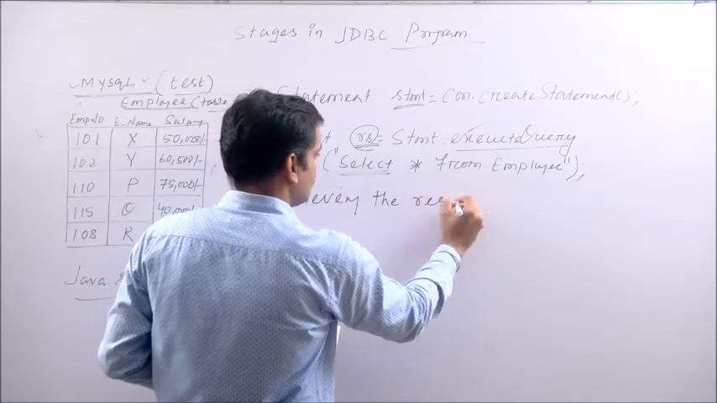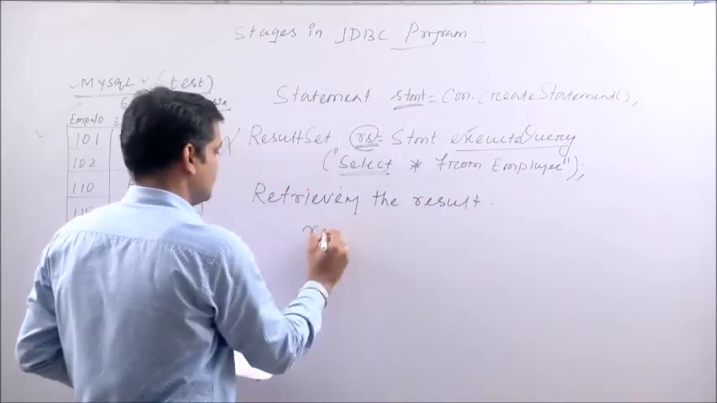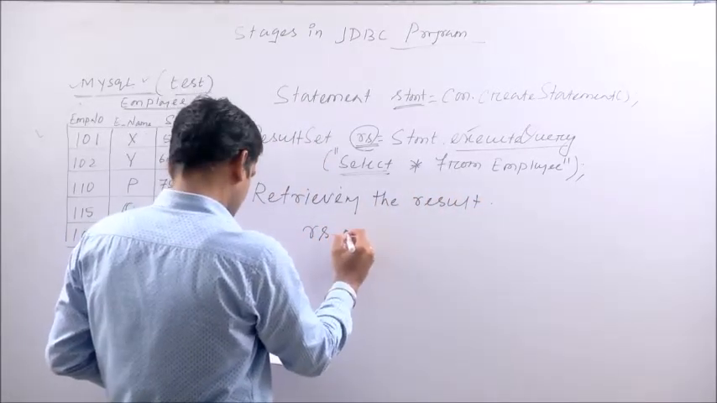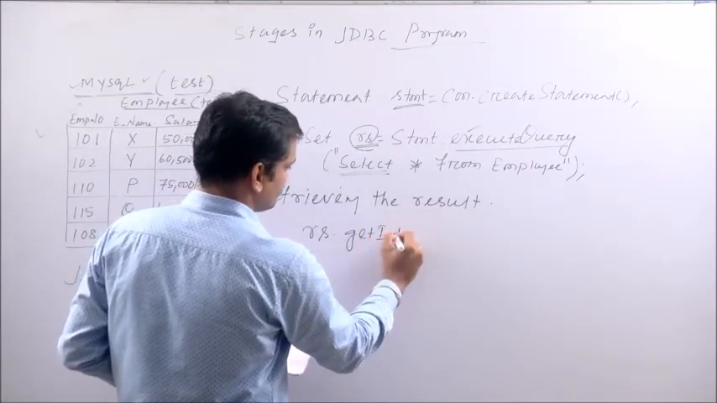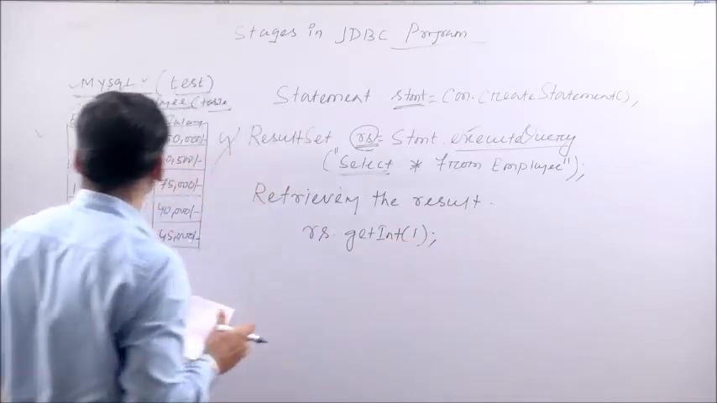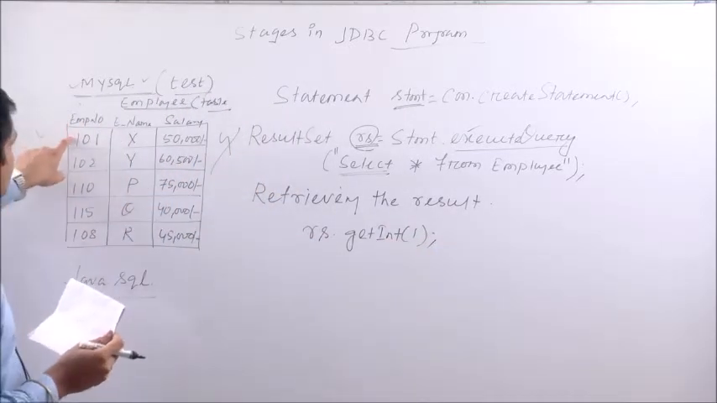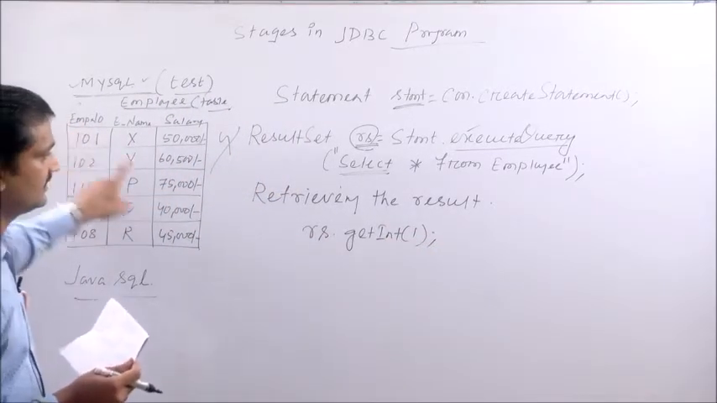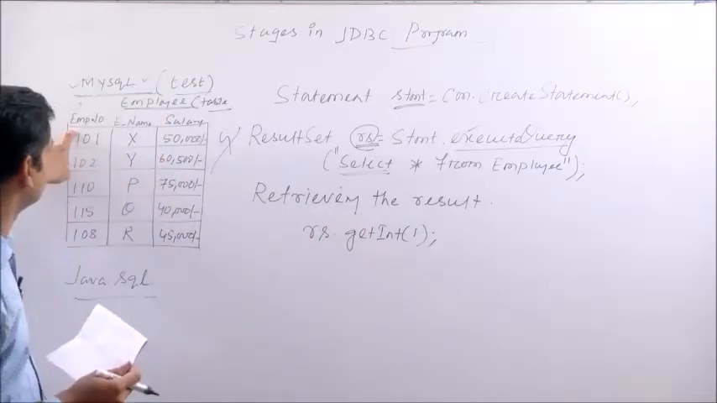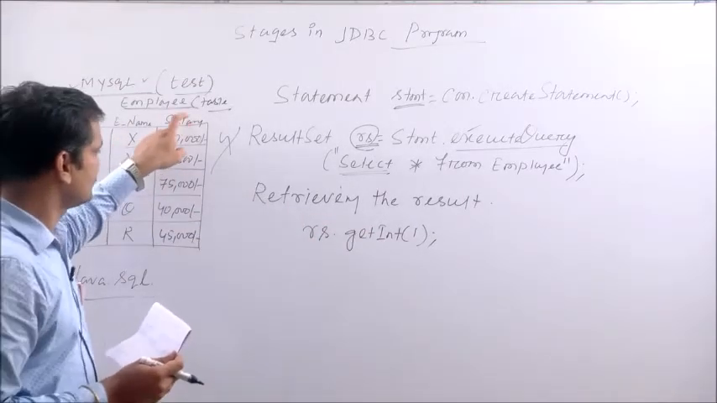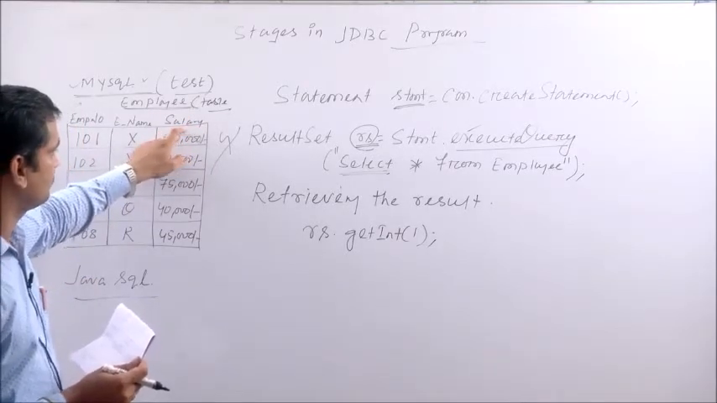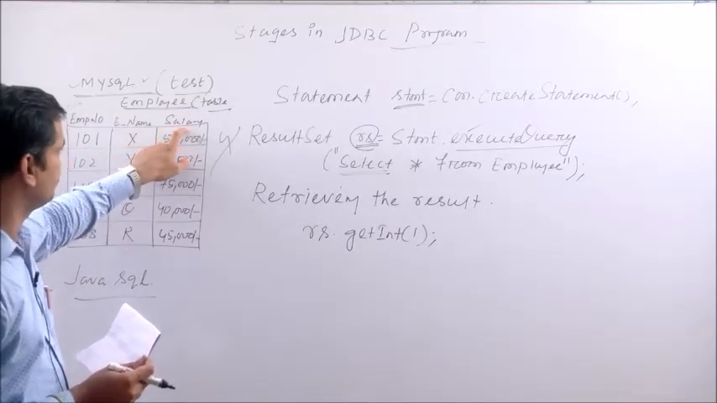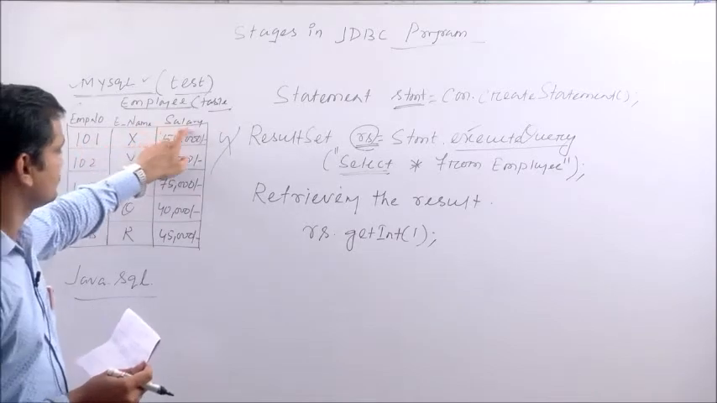To retrieve the result, we use this object, arrays. Arrays dot get int 1 is going to give you the first employee number, because we know that employee number is an integer, this is a character, and this is a double, a real number or a decimal number. So this is integer, this is character, this is double type.